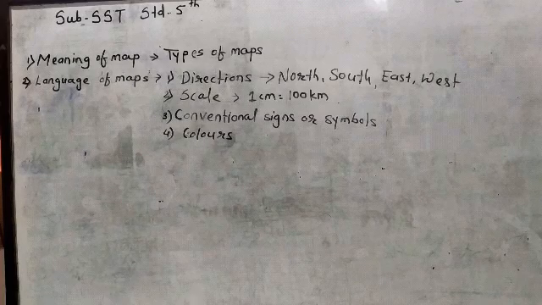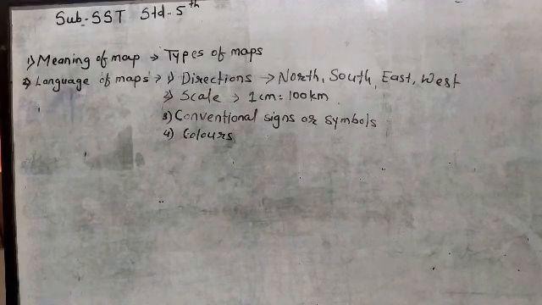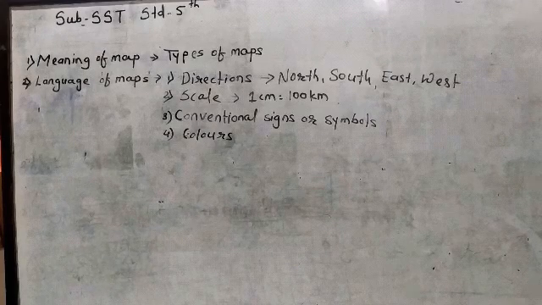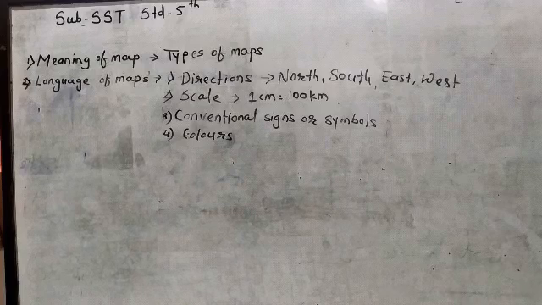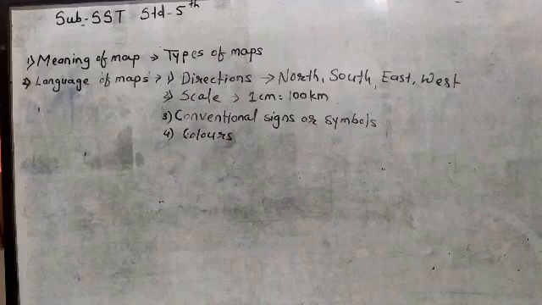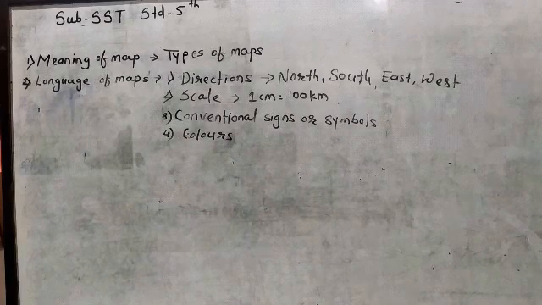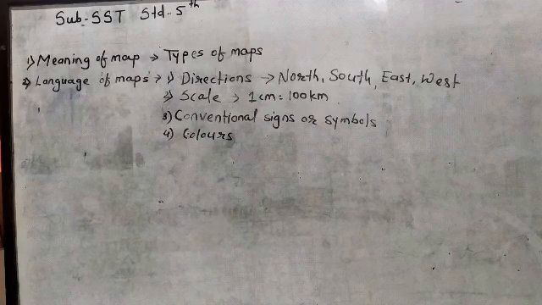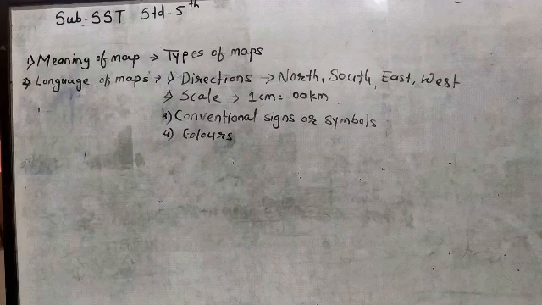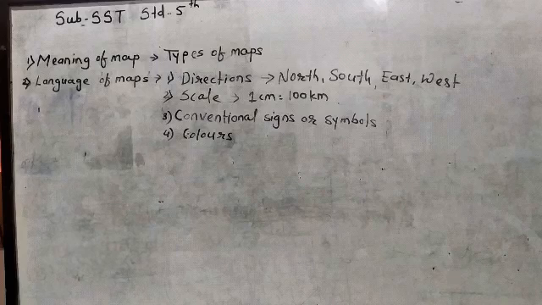Then we have seen scale. So what is the scale? Scale can be defined as the ratio between the distance on the map and the distance on the ground. This is known as the scale. So 1 centimeter equals 100 kilometer. If we see 1 centimeter on a map, it shows 100 kilometer of distance on the ground level. This is known as the scale. So a map without a scale is known as sketch, right? A map without a scale is called the sketch.